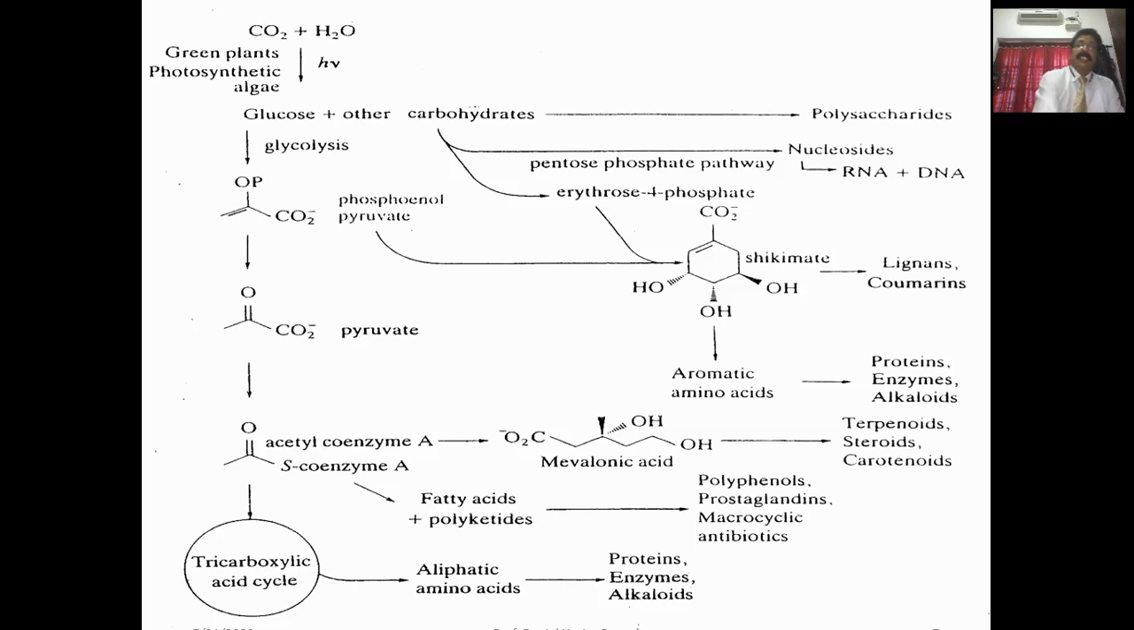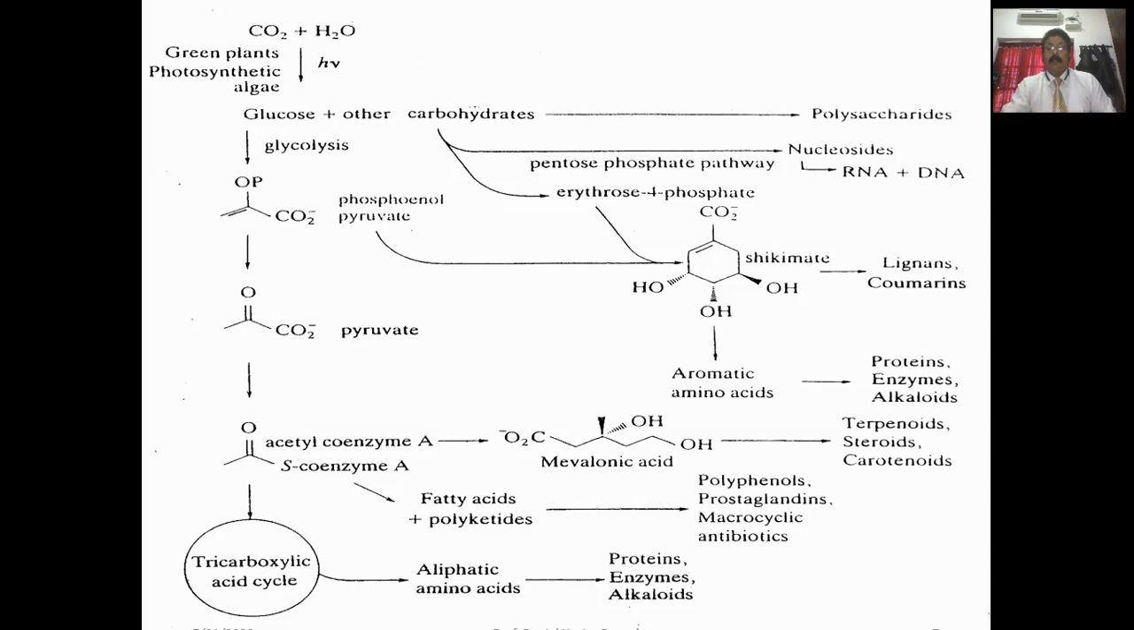And next you see that pyruvate can also undergo the next step. It becomes acetyl-CoA. You might have studied about acetyl-CoA, and acetyl-CoA is converted into mevalonic acid. That is the mevalonate pathway. Mevalonic acid can give rise to terpenoids, steroids and carotenoids. These all are present in the plants. Terpenoids, steroids and carotenoids.